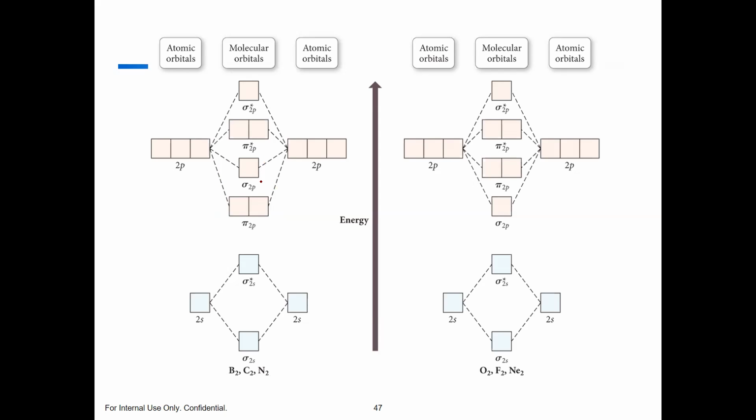And then which one is going to be lower in energy, bonding or anti-bonding orbitals? Bonding orbitals, right? Anti-bonding is going to be higher in energy. So these are the things you have to remember.